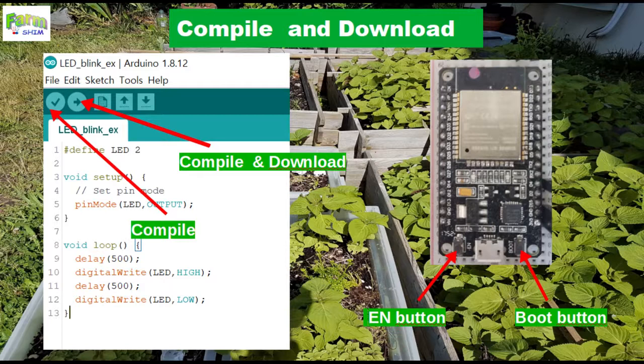Additionally, there are two buttons on the ESP32 board. The buttons are very important to download the code to the ESP32 board and execute the code. When I download a code to the ESP32 board, I have to push the boot button while clicking the download icon. After downloading the code is completed, I have to push the EN button to execute the code. Pushing the EN button is once. After that, there is no need to push the EN button until a new code is downloaded. The following video shows you the procedures.